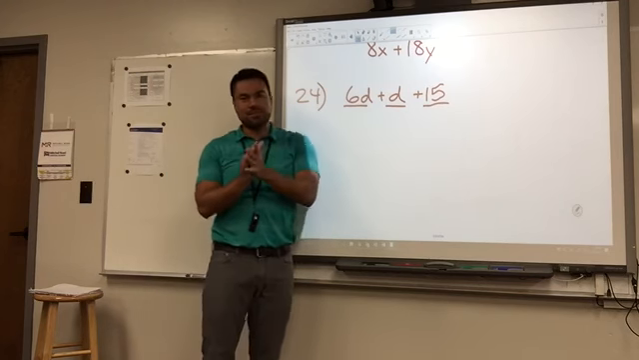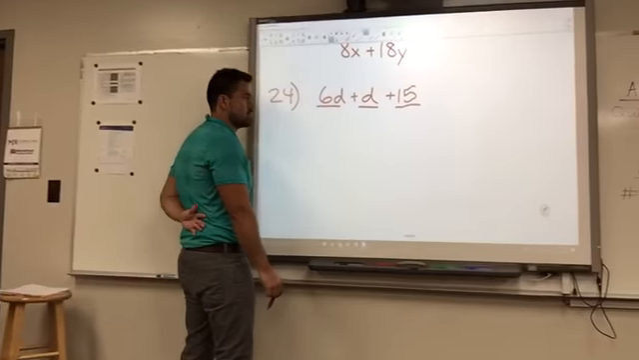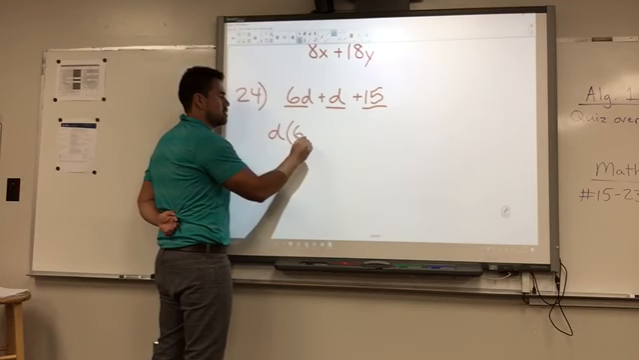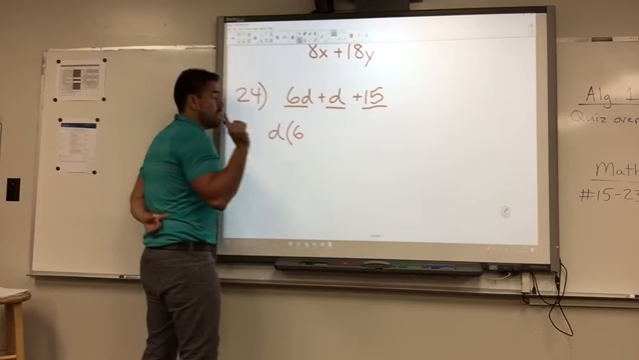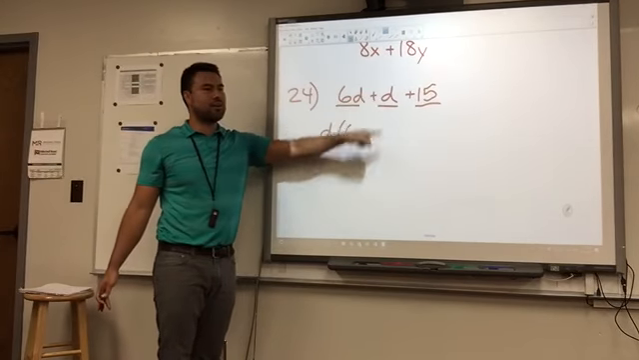I don't know. Smash them together. See what happens. Marissa? D outside of the 15, so D plus 15. Okay, you're almost there. But isn't there a number right there?